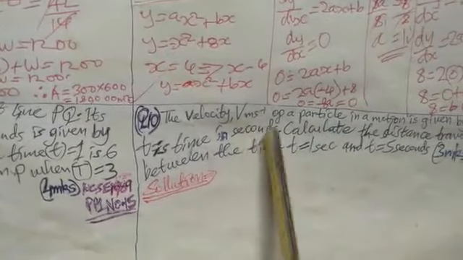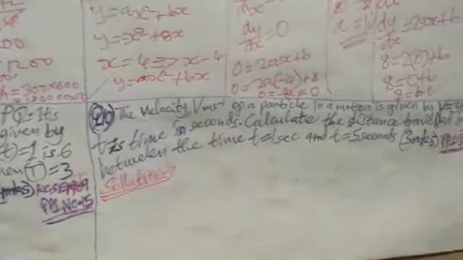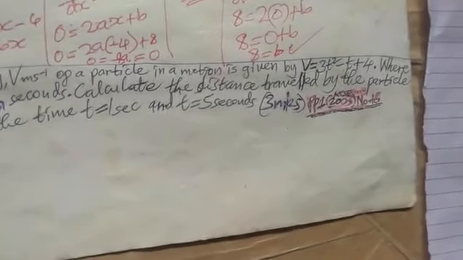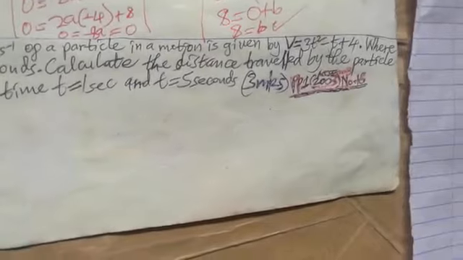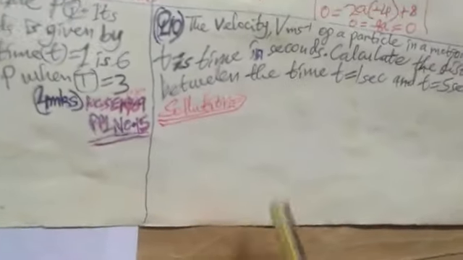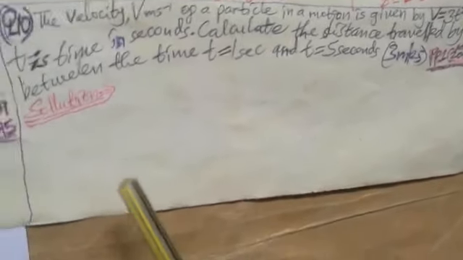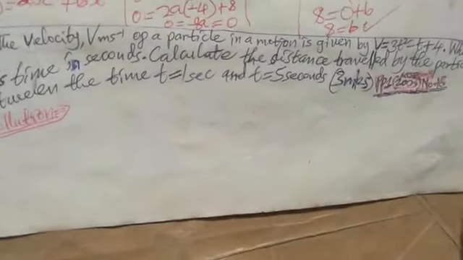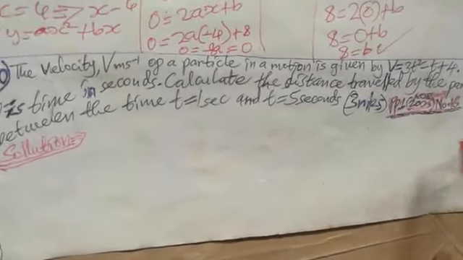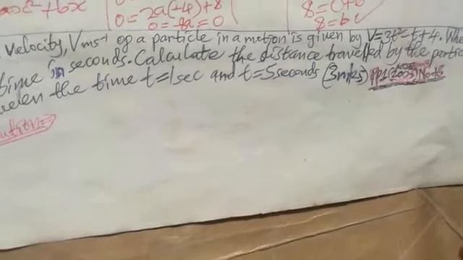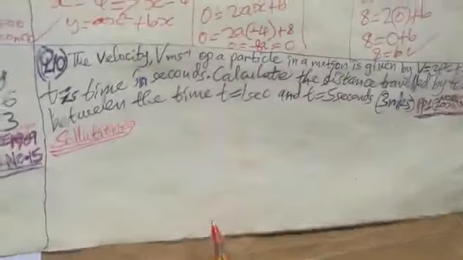The velocity v meters per second of a particle in motion is given by v equals 3t squared minus t plus 4, where t is time in seconds. Calculate the distance traveled by the particle between time t equals 1 second and time t equals 5 seconds. This was KCSE 2003, paper 1, question number 16.